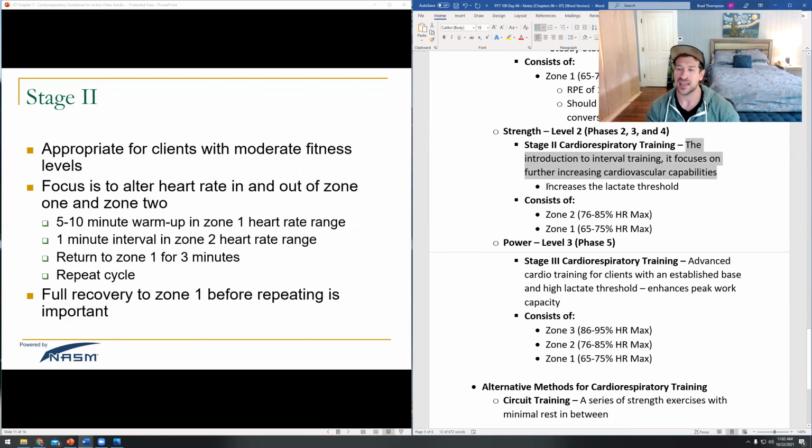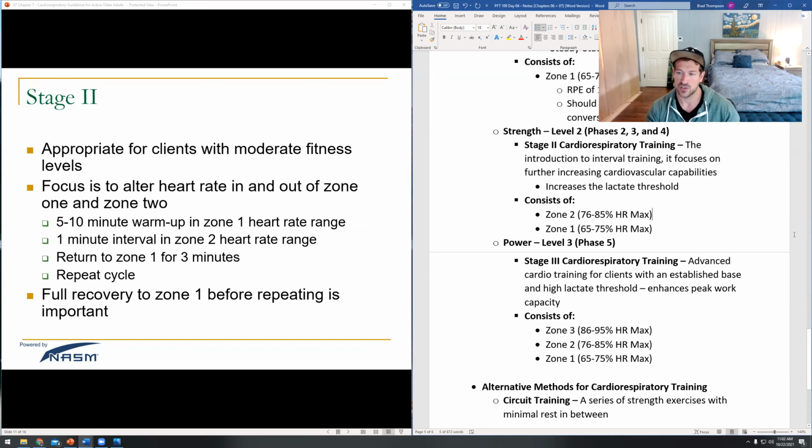What I mean by that is it increases your lactate threshold, the threshold at which you can deal with lactic acid burning, which is why it's so good for strength training, right? So this is going to consist of zone 2 and zone 1. You might do 1 minute in zone 2, and then you might recover and get rid of that lactic acid in zone 1 for maybe 1 or 2 minutes, and then rinse and repeat and kind of go back and forth.